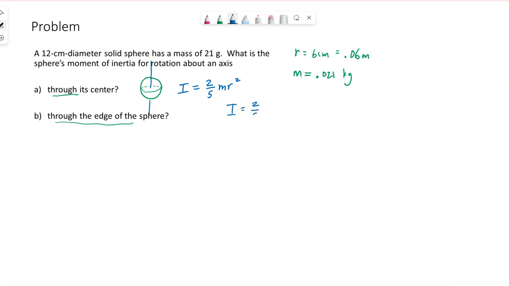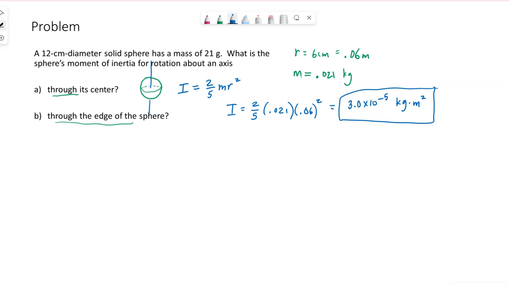So, just plugging our numbers in, our mass, 0.021 kilograms, our radius needs to be squared. It's going to be a very small number. I'm going to write it in scientific notation. So 3.0 times 10 to the negative 5. The units, well, the mass was in kilograms. The radius we have in meters, and we squared it. So our answer for part A is 3 times 10 to the negative 5th kilogram meter squared.